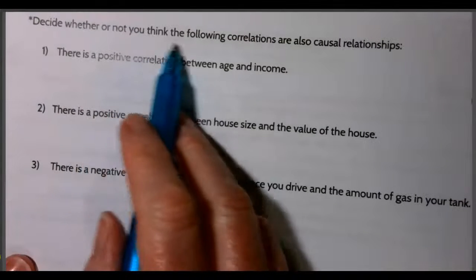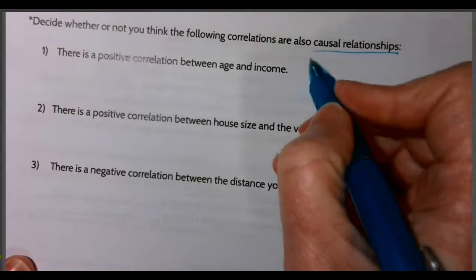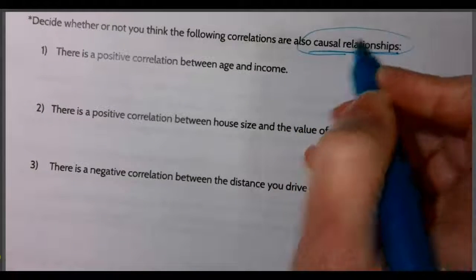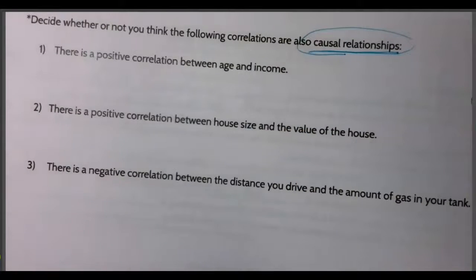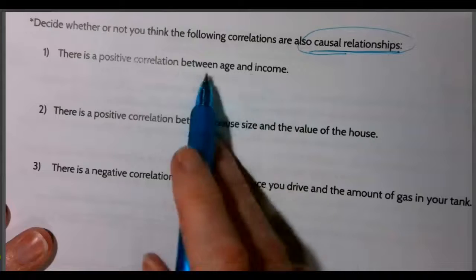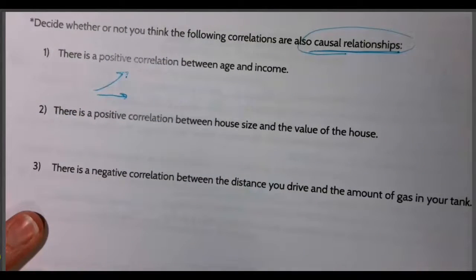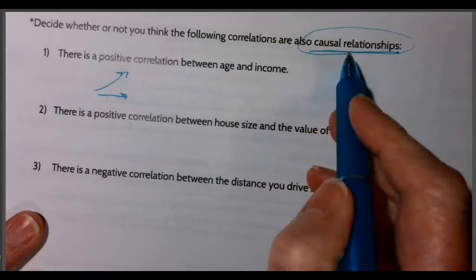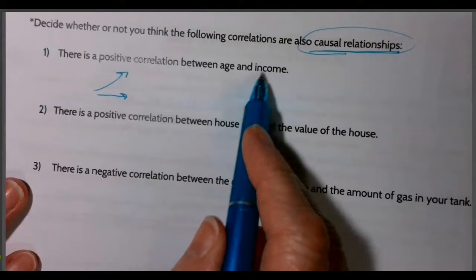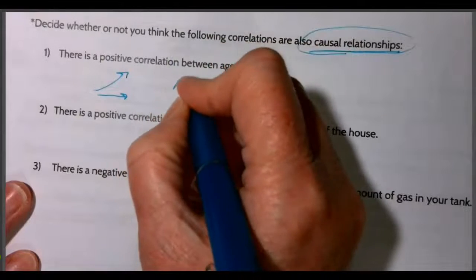Okay. Decide whether or not you think the following correlations are causal relationships. Causal relationships, meaning where does one cause the other. There's a positive correlation between age and income. So what this is saying, as your age goes up, your income goes up. Is that causal? Is there any other reason that you could have your income go up and it's not your age? Well, yes. So this one is not causation.